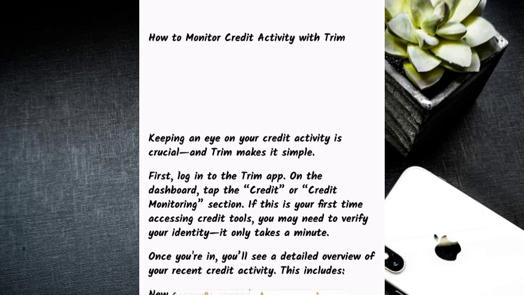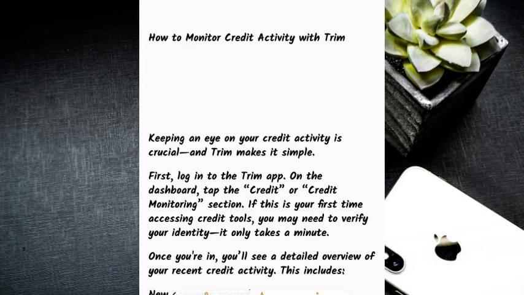First, log into your Trim app. Once you're logged in with your credentials and you're on the home screen, on the dashboard, just tap the credit monitoring section. If this is your first time accessing credit tools, you may need to verify your identity. Don't worry, it only takes a minute.